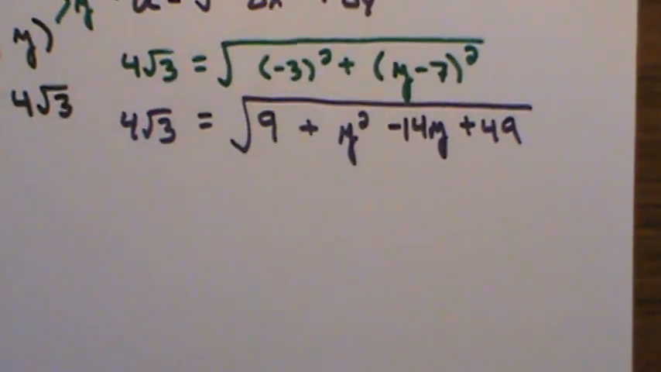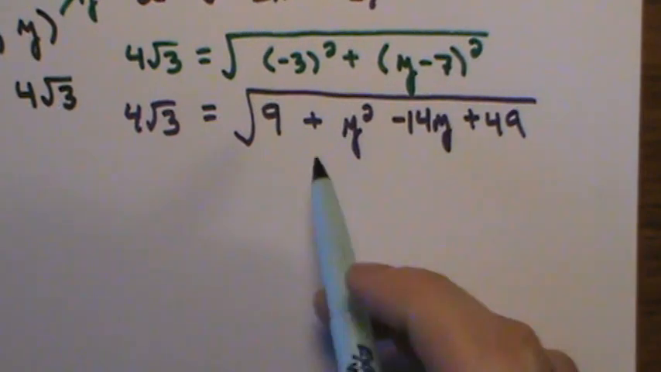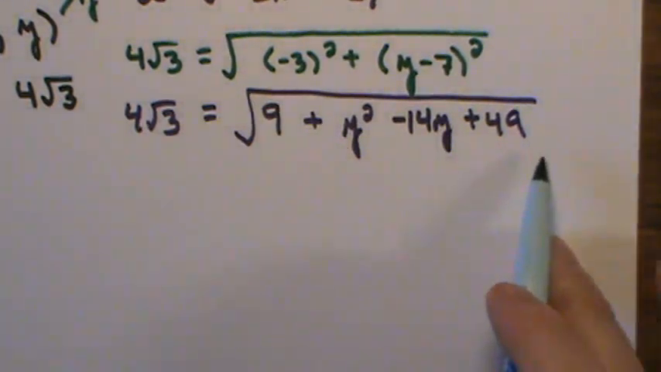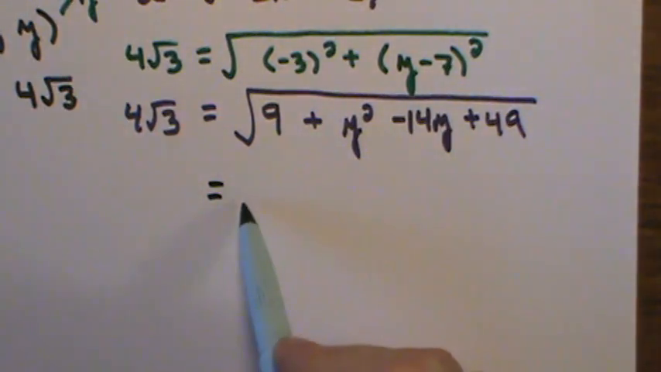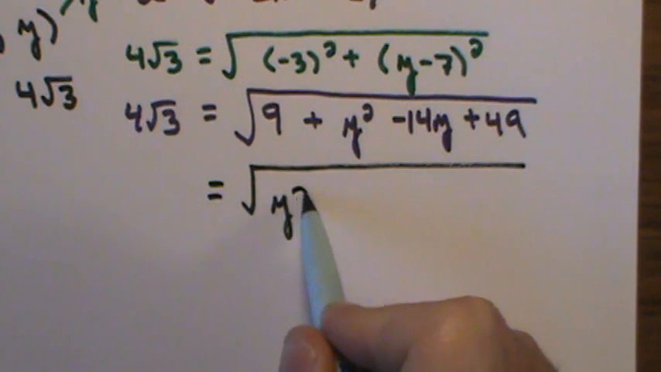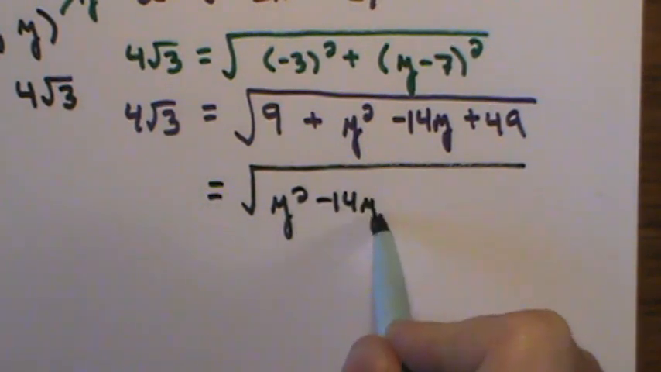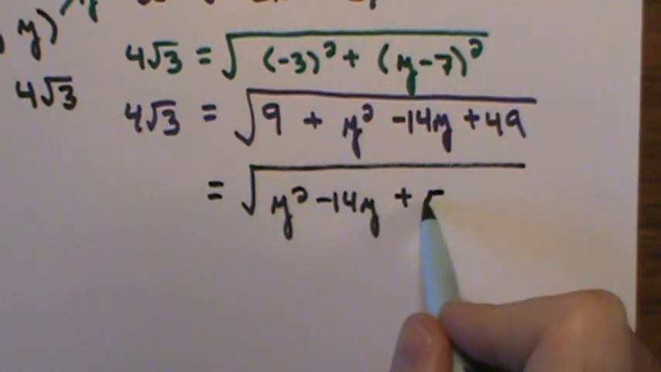It looks a little intimidating because you have these radicals, and we haven't done much with radicals. That'll be a future chapter. So when you look at this, you just want to simplify what's inside this radical. A radical, a square root is the same thing. So you'll say the square root of y squared minus 14y plus 49 and 9 would be 58.